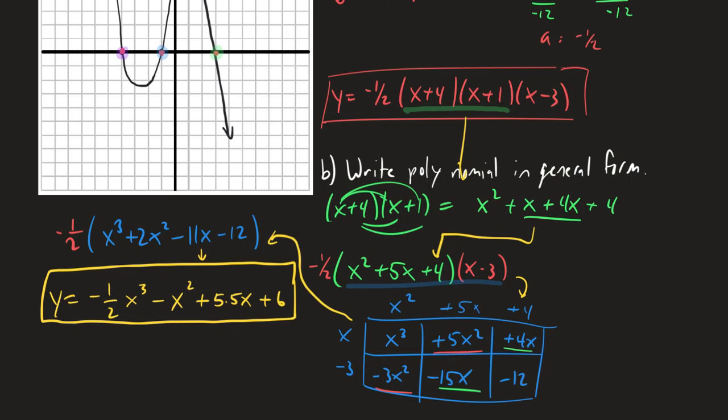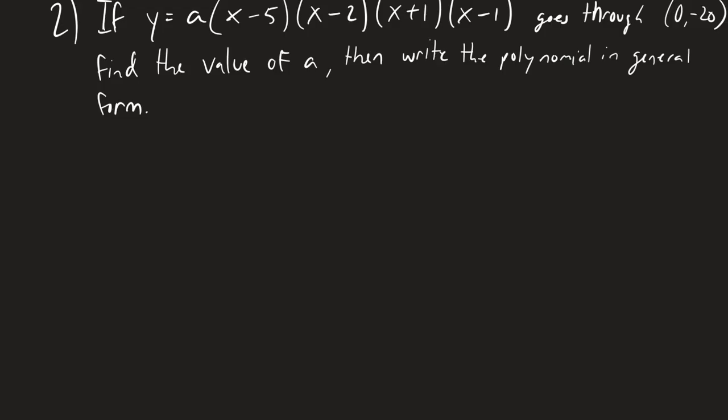So we're at the, after we did one step, essentially here we just need to figure out what a is. So we're going to use that same method how we found a here. All right, so if y equals a times x minus 5 times x plus 2 times x plus 1 times x minus 1 goes through 0, negative 20, find the value of a, and then write the polynomial in general form. So this is kind of like 5. You can notice it looks very much like 3 as far as structure, but we have the factored form already.